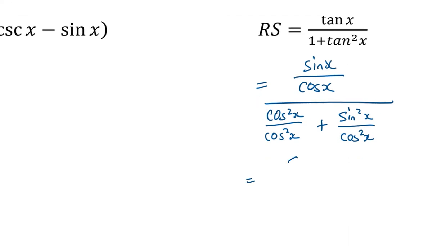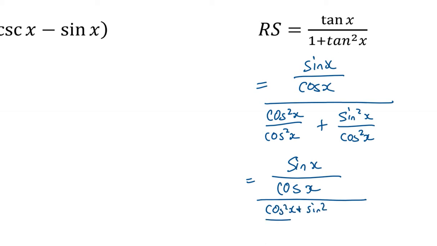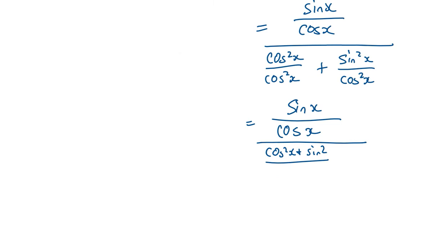So this ends up being sine x over cos x, cos x over cos squared plus sine squared. So just adding those fractions with the common denominator. And again, I notice that that is the Pythagorean identity. So that's 1. So, that might lead you to think that you're going in the right direction.